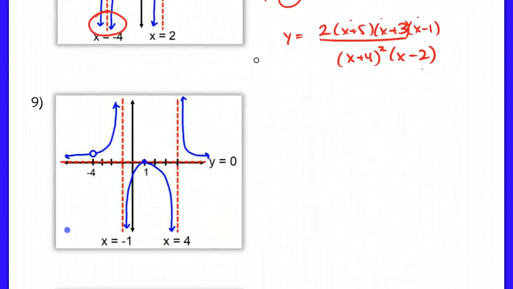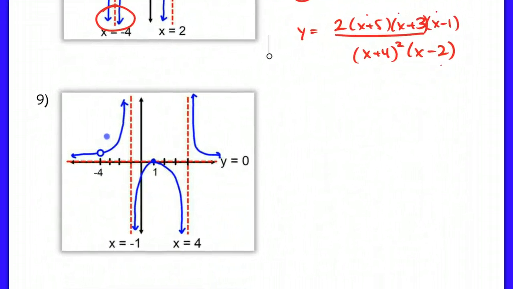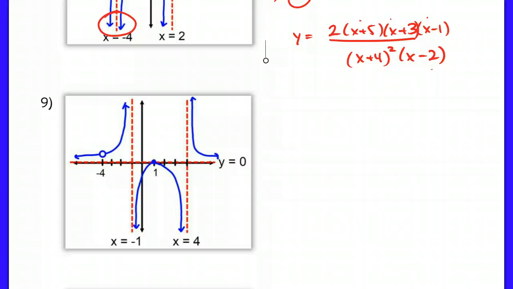Alright, number 9, we go through the same steps. You want to look for any important information. I notice that I've got a hole at x equals negative 4, which means that I should see x plus 4 over x plus 4.